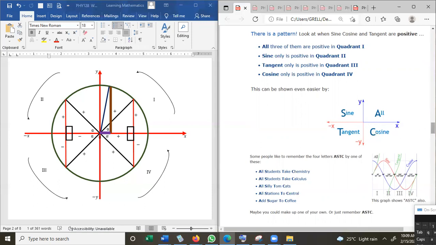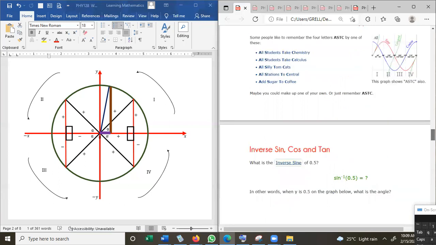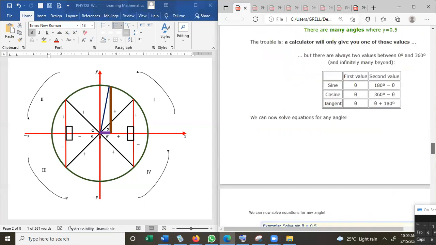And we know why. Opposite to the angle is positive, hypotenuse is always positive, so sine is positive. Opposite to the angle is negative, adjacent to the angle is negative, negative divided by negative is positive, so tan is positive. Cosine, adjacent to the angle is positive, hypotenuse is always positive, so it is cosine that is positive in the fourth. And this is summarized in this table here.